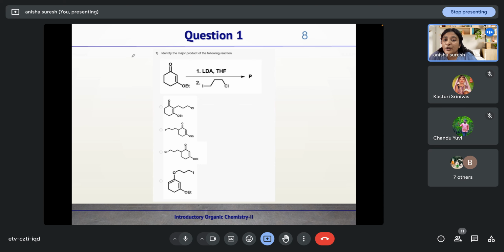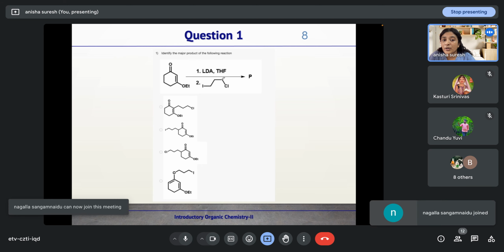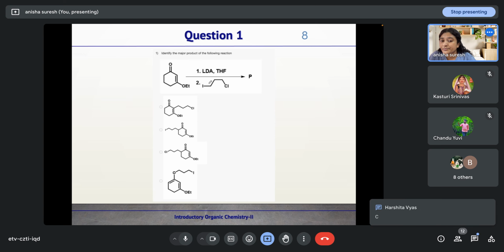Identify the major product of the following reaction. So this is our starting material and it is treated with LDA in presence of THF as the solvent, and then it is quenched with this compound, 1-chloro-3-iodopropane. Then what will be the product that is formed? C. Yeah, it is the right answer.